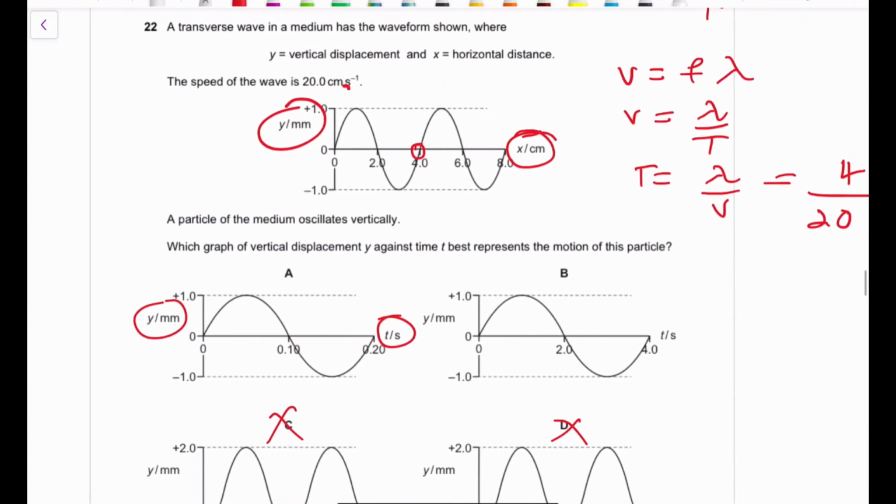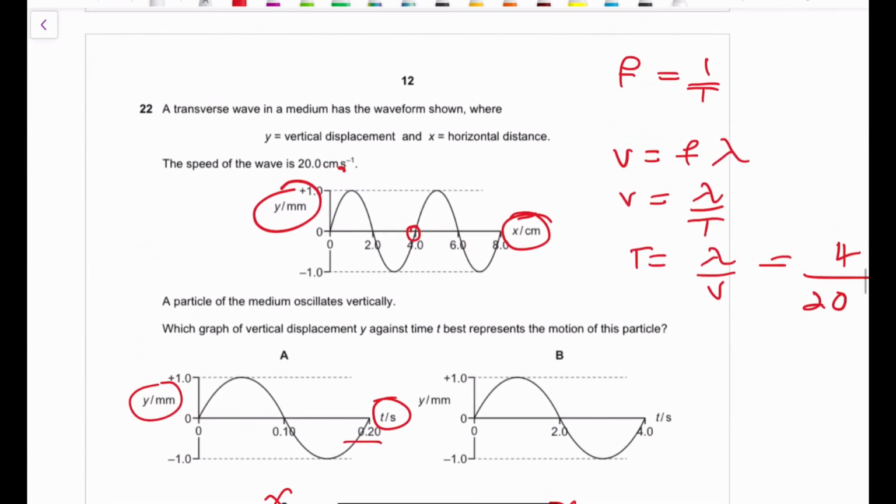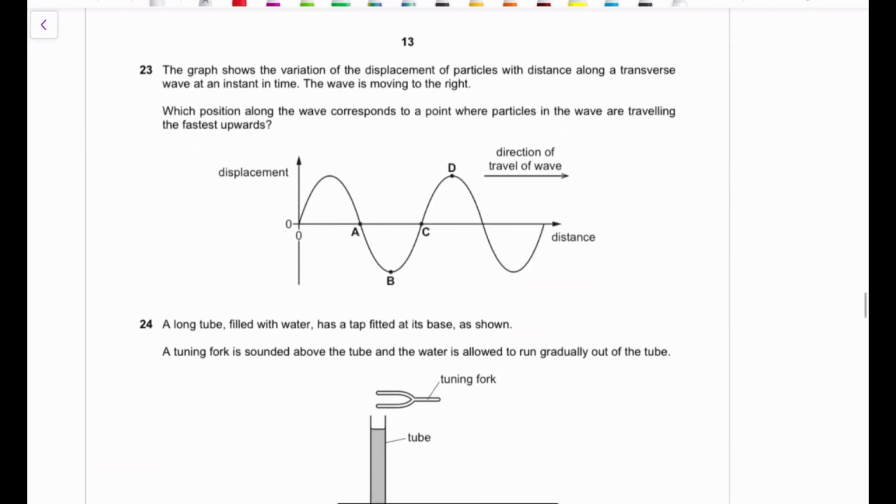So I need a graph which has 0.2 as the period, and the answer is going to be A. Very important. Move on to question 23.